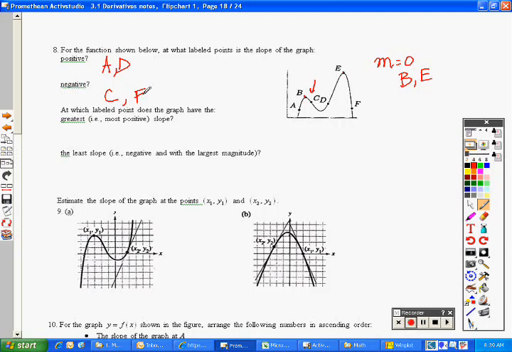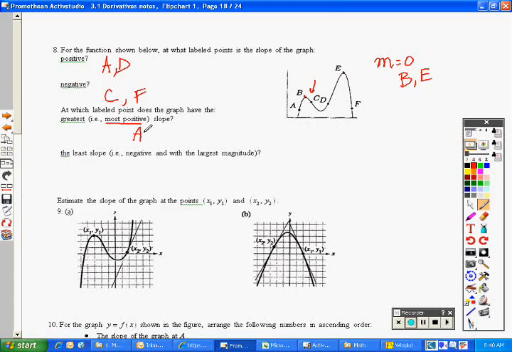At which point does the graph have the greatest, meaning most positive slope? All right, so our positive slopes were A or D. The way I'm going to determine this is basically proximity to a 0 slope. Here we have B has a 0 slope and A is all the way over here. And right down here we would have a 0 slope and D is all like here. I would say that D is actually closer to a 0 slope than A is. So I'm going to say that A has the most positive slope.